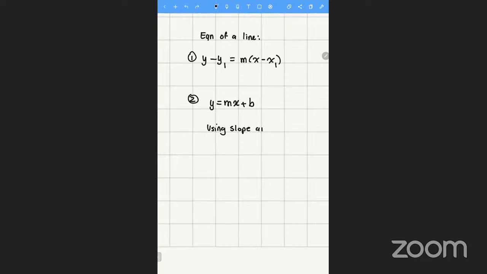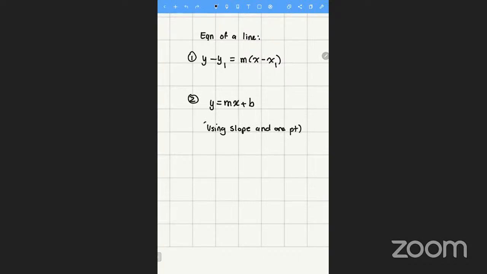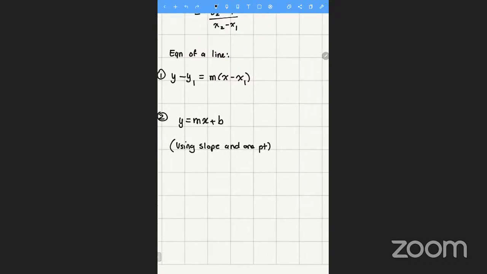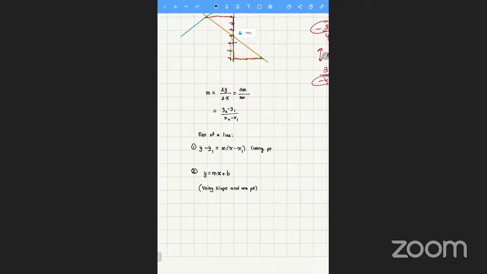Both use the slope and 1 point. For the first one, the two equations mean the same thing. If you bring y1 to the other side, it becomes plus b along with the mx1. Using point P (x1, y1). Okay, good job. So this is the equation of a line.